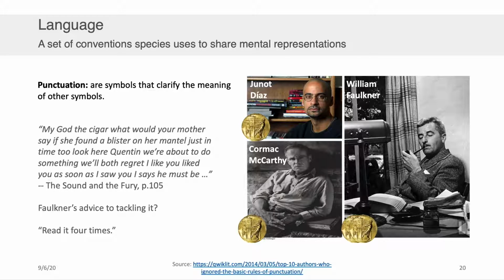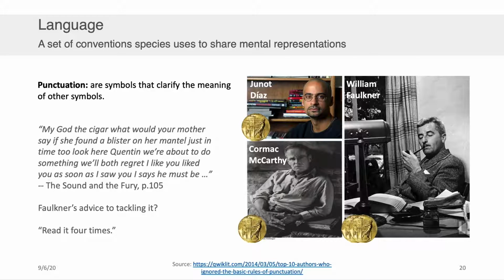And to kind of highlight the importance of punctuation for actually understanding a text, I wanted to read you a passage from William Faulkner's The Sound and the Fury, page 105. And this is actually quoted from his text. I'm going to read it exactly as it's written.